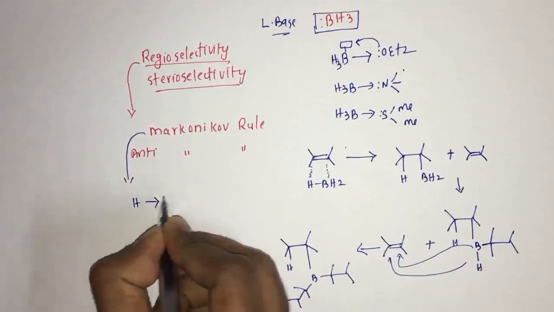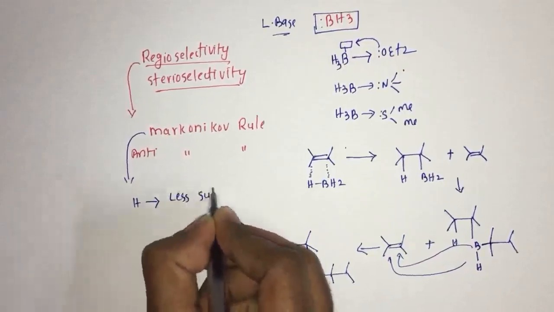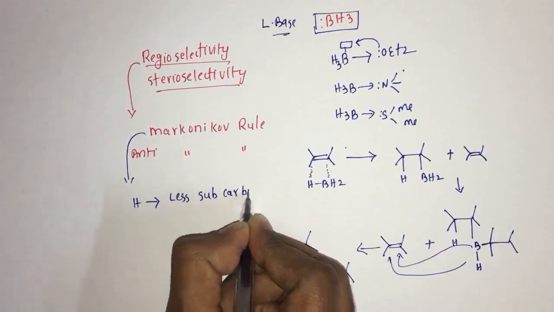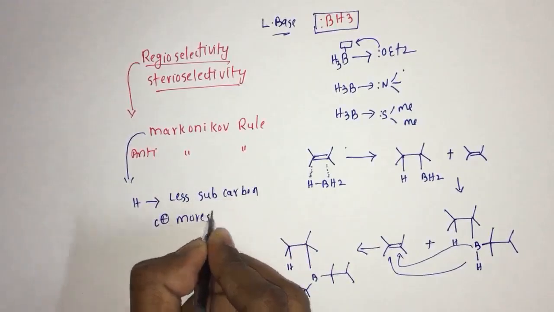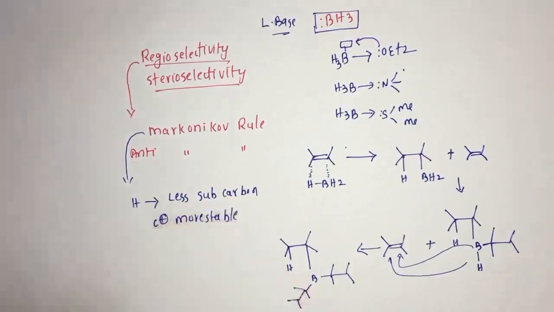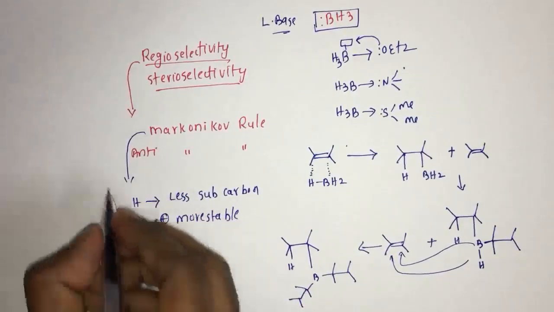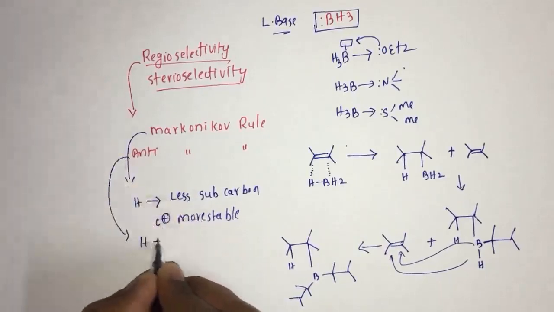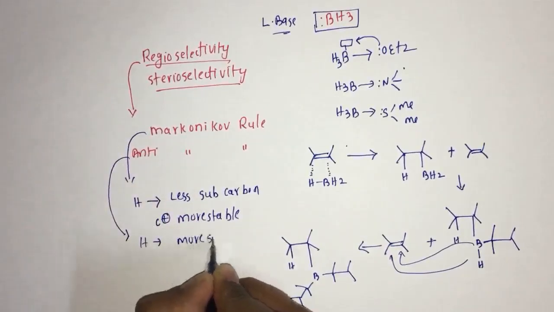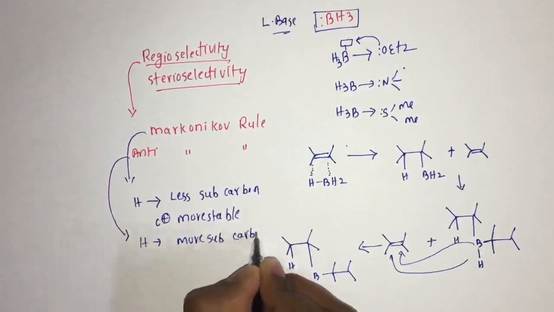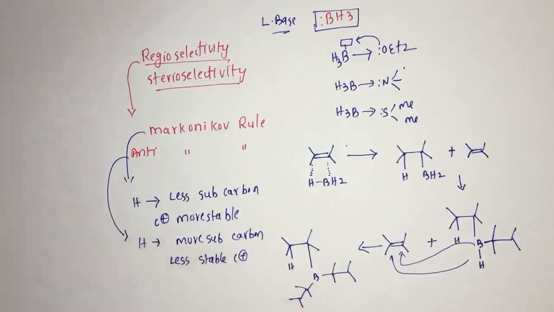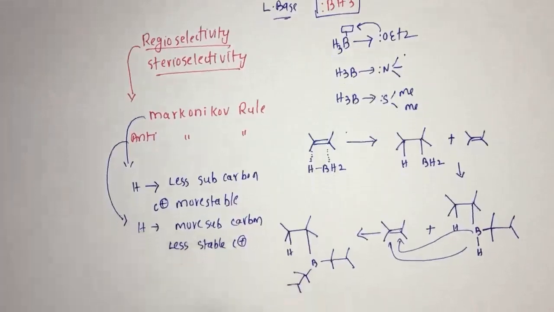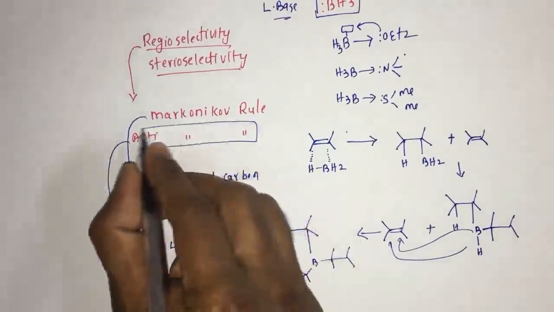What the Markovnikov rule says: hydrogen attacks the less substituted carbon, so that we generate the more stable carbocation. The anti-Markovnikov rule says that hydrogen attacks the more substituted carbon, and here we generate the less stable carbocation. These are the things we need to remember. And hydroboration follows the anti-Markovnikov rule.